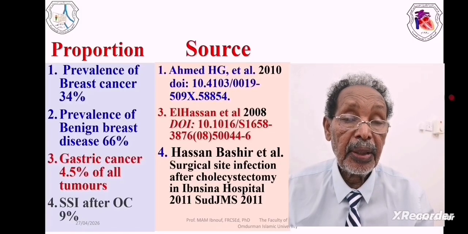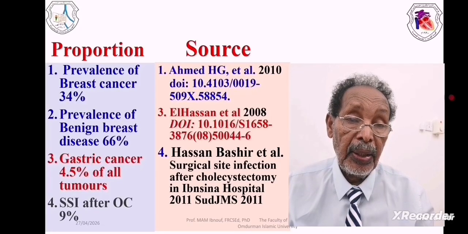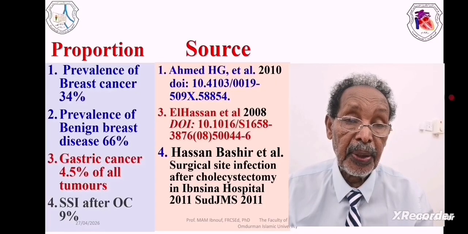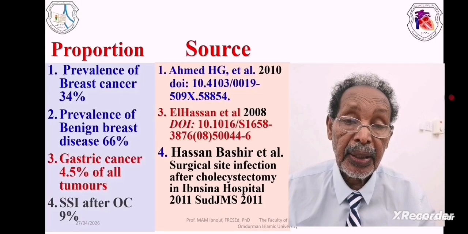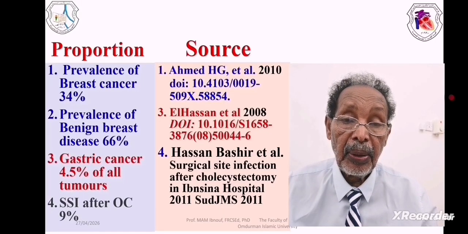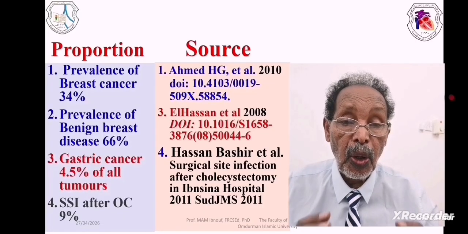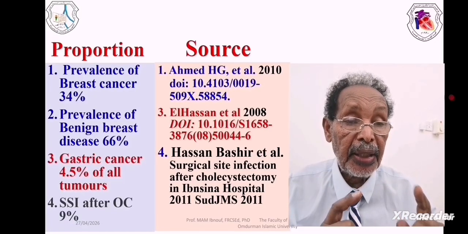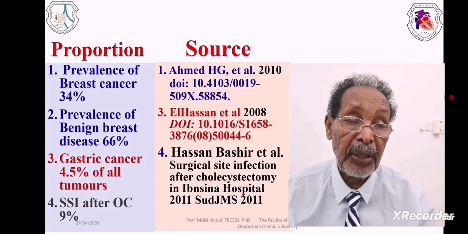In another study, Professor Ahmed Mohamed Hassan, the late Ahmed Mohamed Hassan, alayhi rahmatullah, in 2008 published a paper about gastric cancer. Also, here is the digital object identifier if you would like to retrieve the whole manuscript. He and his colleague reported that the percentage of gastric cancer among all tumors they had received, not only GIT tumors, but all tumors, is 4.5%.